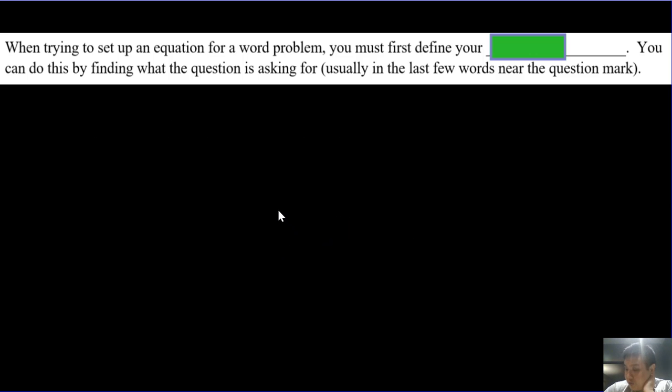Like with two-step equation word problems, you first must define your variable. You must know what your variable represents. And again, you can find this by looking at what the question is asking for, which is usually in the last few words near the question mark.